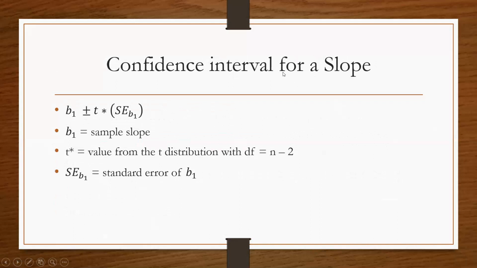So the confidence interval for a slope is B1 plus or minus the T multiplier times the standard error of B1. B1 is just your sample slope. The T multiplier is the value from the T distribution with degrees of freedom of n minus 2. And then you just have the standard error.